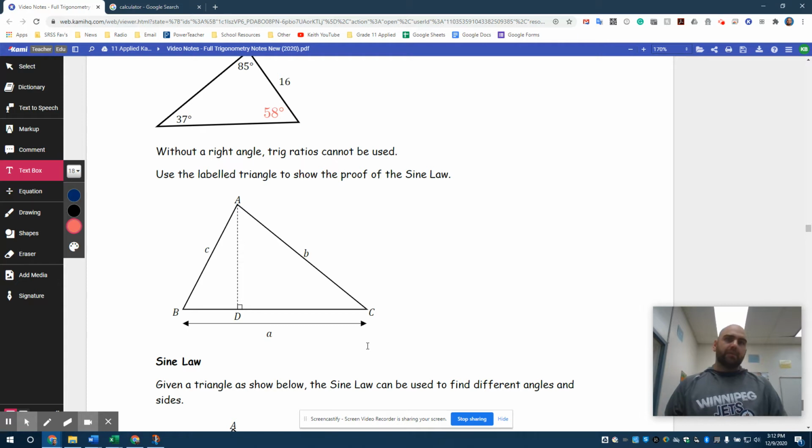Let's use the labelled triangle to show proof of our sine law here. So here we have a triangle ABC, with a being this long side, b being this side, and c being this side right here. In this case we're not going to use any numbers, we're just going to use letters. And I'm going to use this piece right here from A to D as a guideline and split this into two right angle triangles.